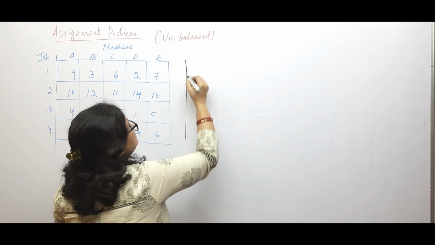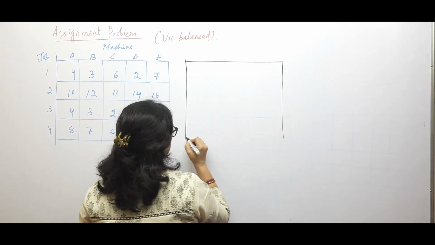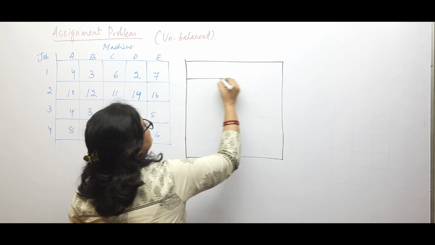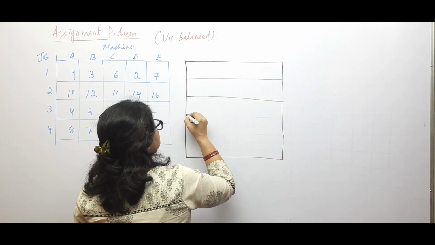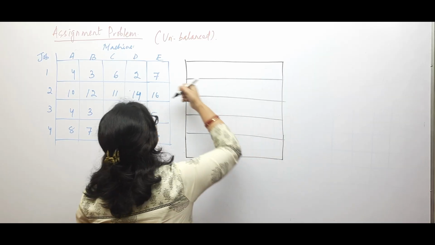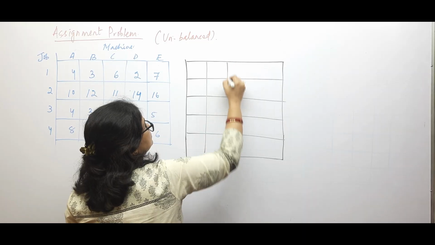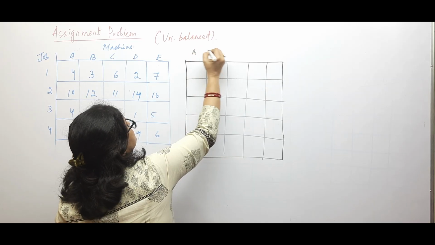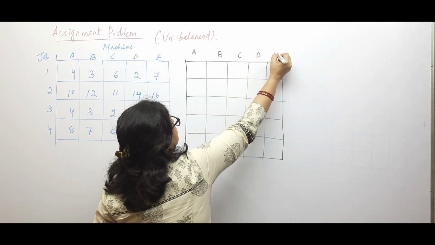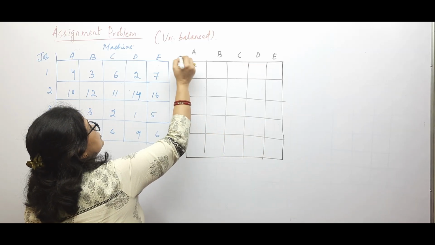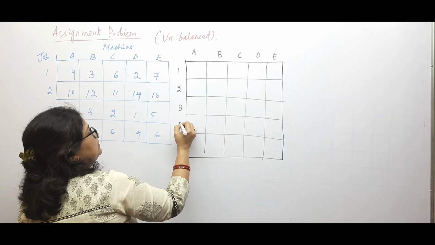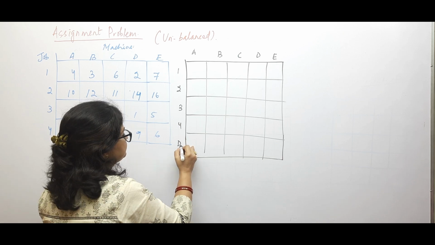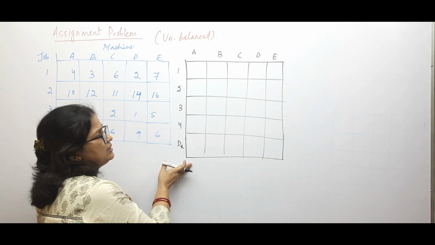So to make it balanced, we need to add a dummy row. For that we need to have 5 rows: 1, 2, 3, 4 and 5. Here these are the machines A, B, C, D and E. Here these are the jobs 1, 2, 3, 4. This one is a dummy. We need to add it as a dummy row to make it a balanced one.